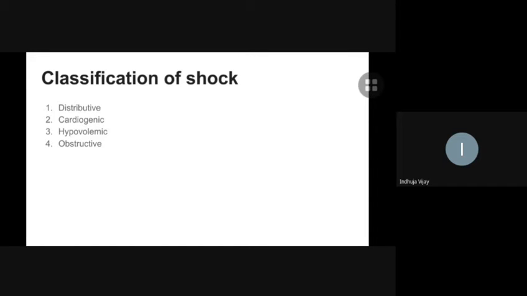Okay, so any changes in the heart rate or the stroke volume can manifest as shock. And further, oxygen carrying capacity of the blood depends upon the hemoglobin levels. Okay, so these are all the determinants of oxygen delivery. Coming to classification of shock, shock is classified into four types: distributive, cardiogenic, hypovolemic, and obstructive shock.